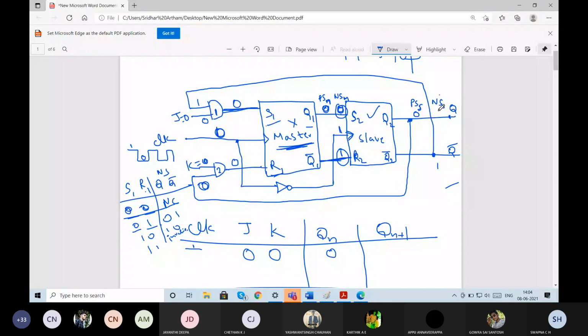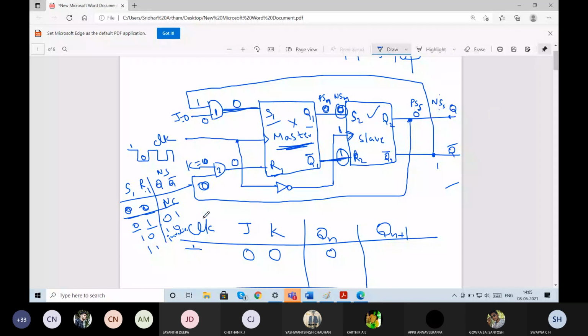Set is equal to 0 and reset is equal to 1. So what will be the output now? Is it confusing? It's not that confusing, but still, because here I've written so many parameters, we are getting confused. Okay, see, clock 1 is clear to all of you? Clock 1 is clear?